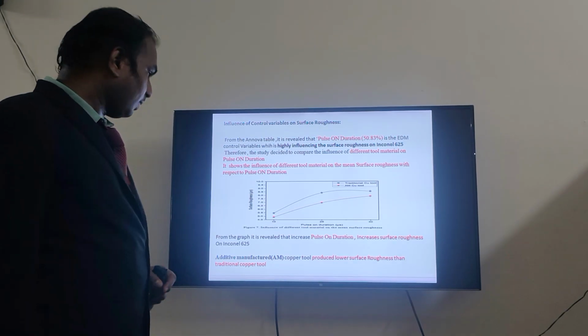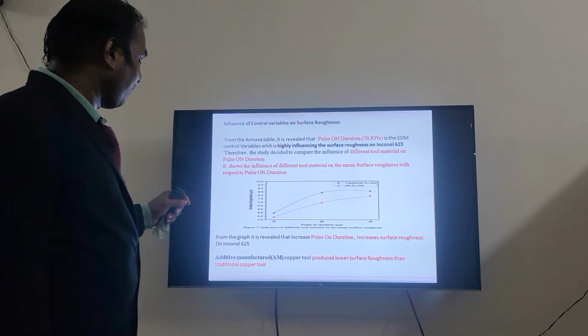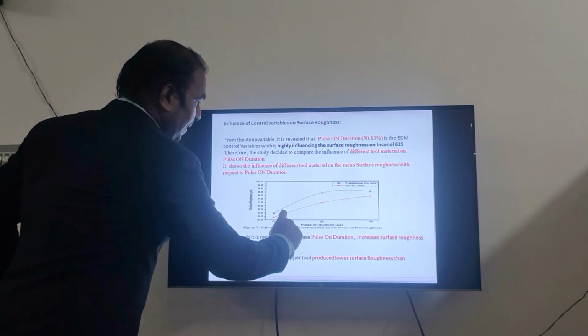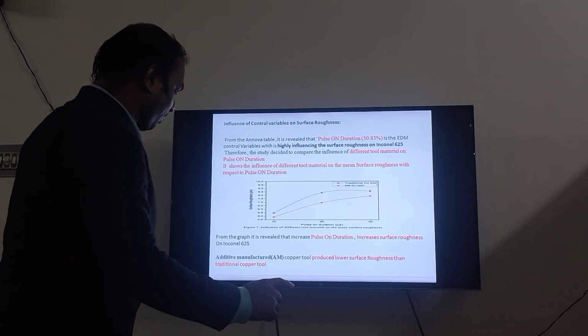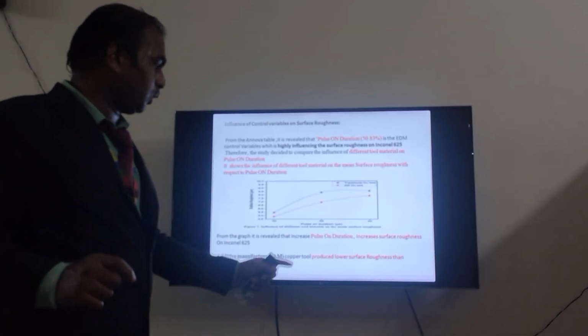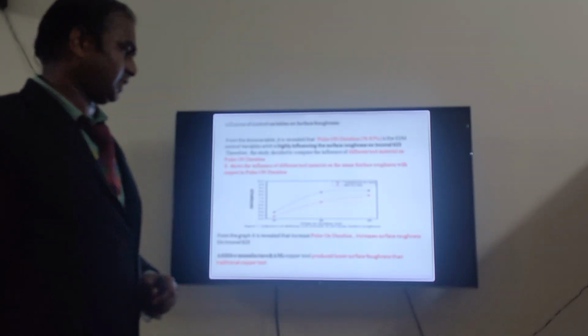Next is the influence of the control variables on surface roughness. The graph shows that the black one is the traditional copper tool and the red one is the AM copper tool. The AM copper tool produces lower surface roughness than the traditional copper tool when compared across the other factors.